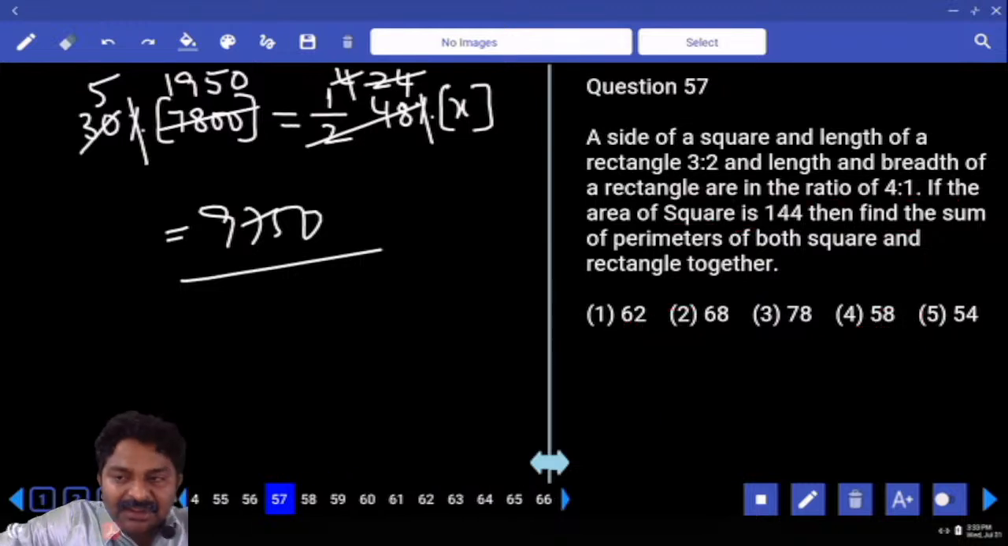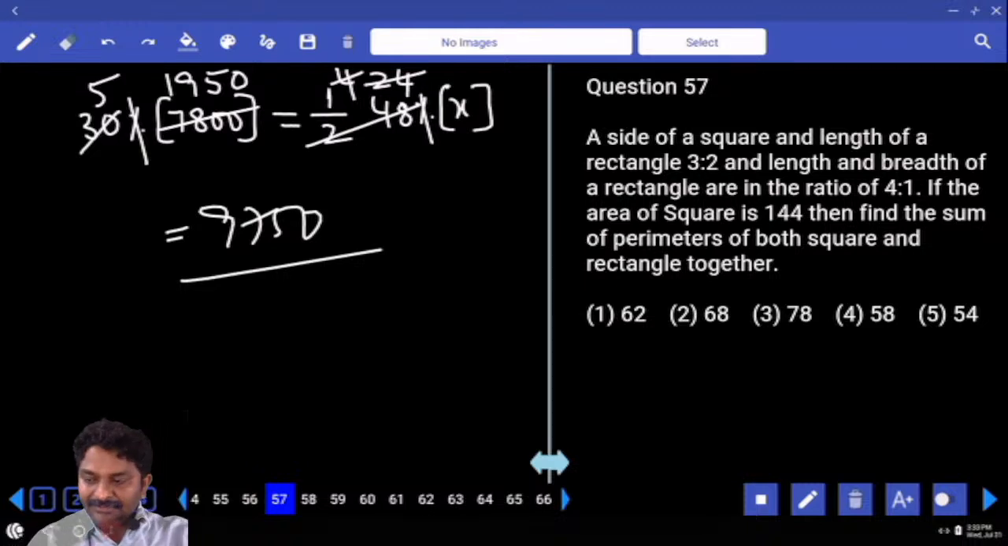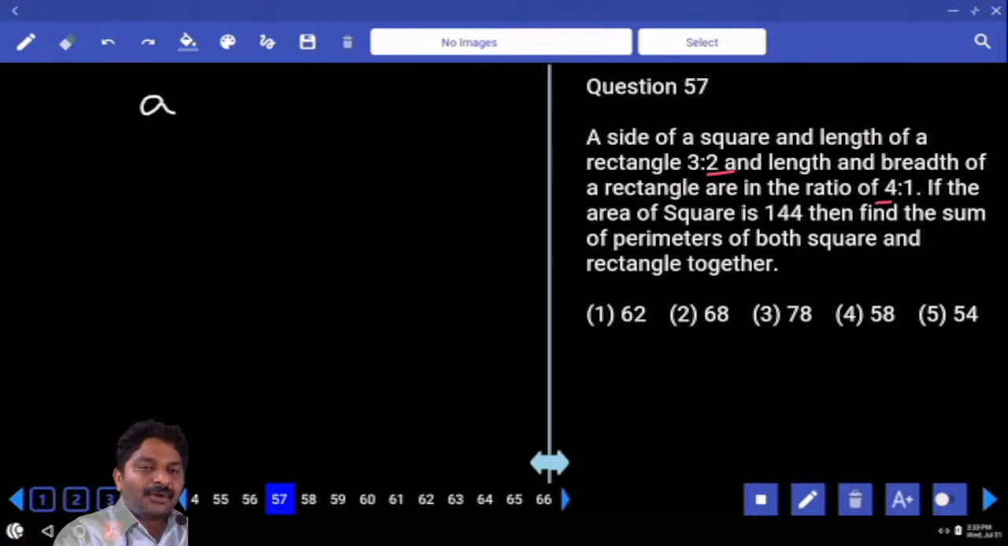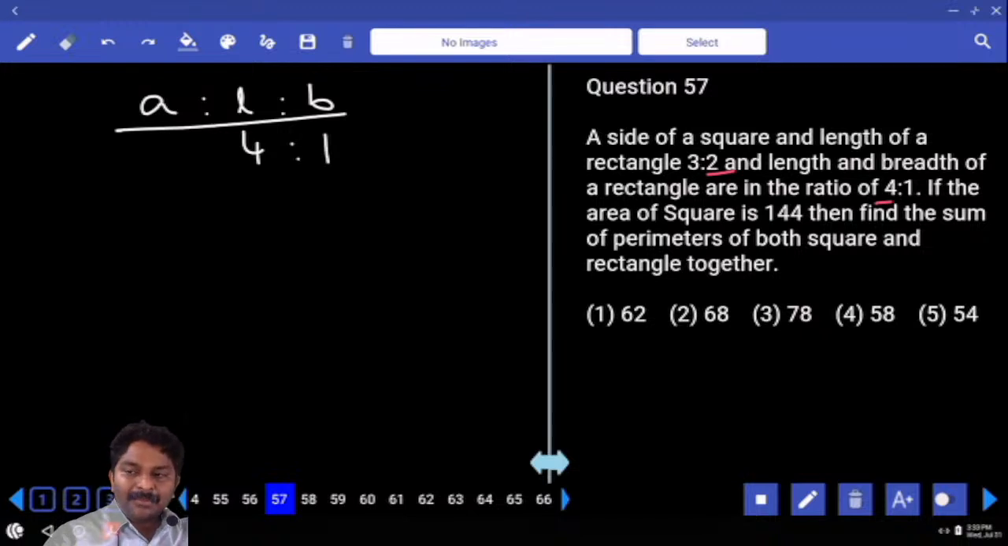The ratio of the side of a square and the length of a rectangle is 3:2, and the length and breadth of the rectangle are in the ratio 4:1. Which is the common variable here? Length. In the first ratio it is 2 parts, but in the second ratio it is 4 parts. So I want to calculate the ratio between side of the square, length and breadth. Length to breadth ratio is mentioned as 4:1, but side and length ratio is 3:2. So to make it 4, we should multiply it with 2 only. Then the ratio is 6:4:1.